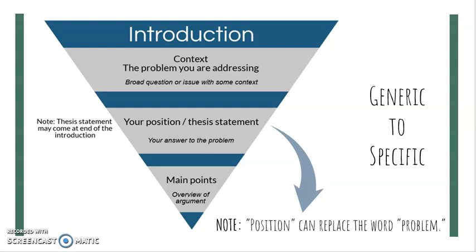In many cases, this is the broad question or issue that you are hoping to address in your paper with some context to ground your reader in their knowledge about this issue. Next, you talk about your position or thesis statement on your topic. This can also be your answer to the problem that you addressed in the context section. Finally, you conclude your introduction paragraph with the main points of your argument. These are the specific aspects of the problem that you are going to address in the rest of your essay.